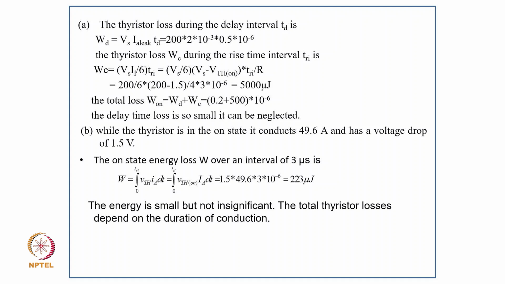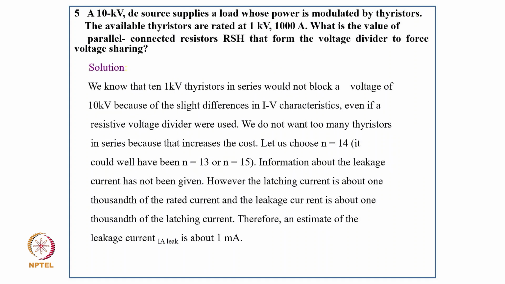While the thyristor is in the on state, it conducts 49.6 ampere and has a voltage of 1.5 volt. The on state energy loss over the interval of 3 microseconds will be W equal to integral 0 to TRI VTH IA into DI, and putting this value it comes to 23 microjoules. So the energy is small but not insignificant. The total thyristor loss depends on the duration of conduction.